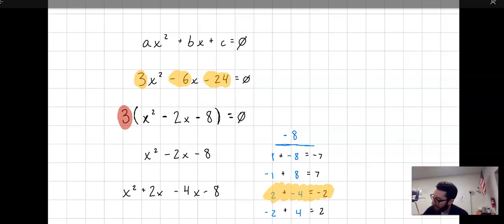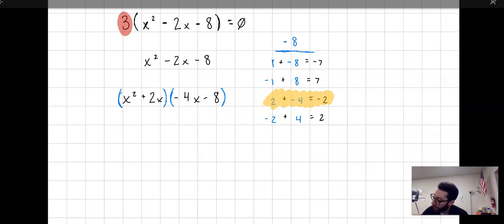And then you do what you did before: break it in half, and then factor both halves separately. So I'm going to scoot this down. In my first half, x squared and 2x each have an x in common. If I take that x out, x squared becomes x, plus 2x becomes 2. For the second half, I have -4x minus 8, and I need to turn that into x plus 2.